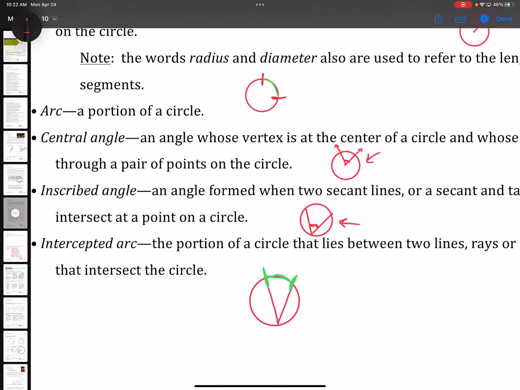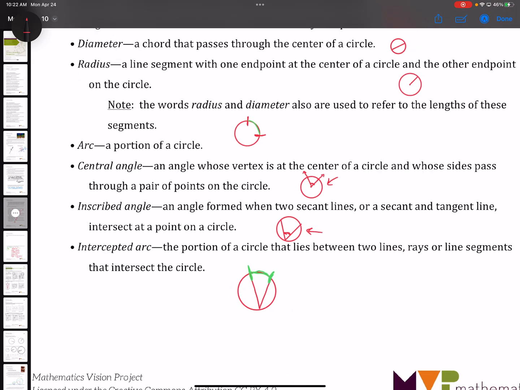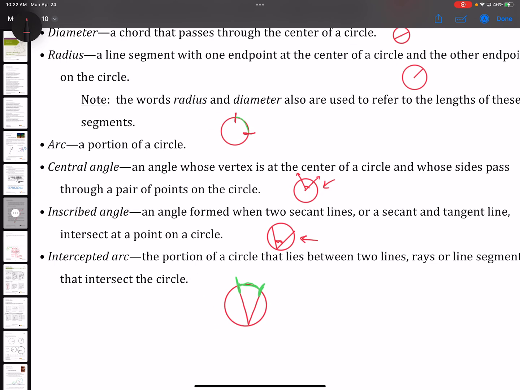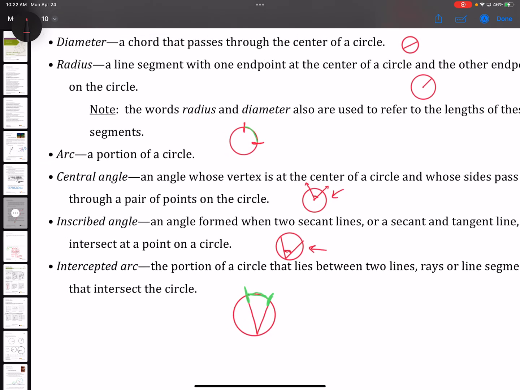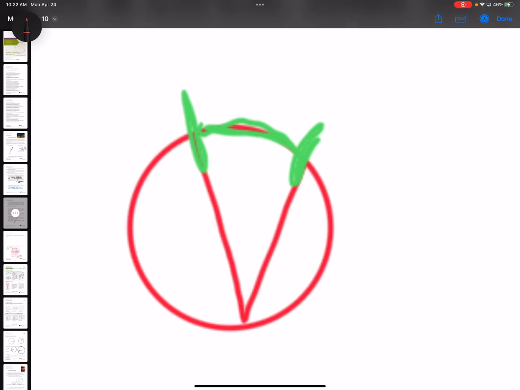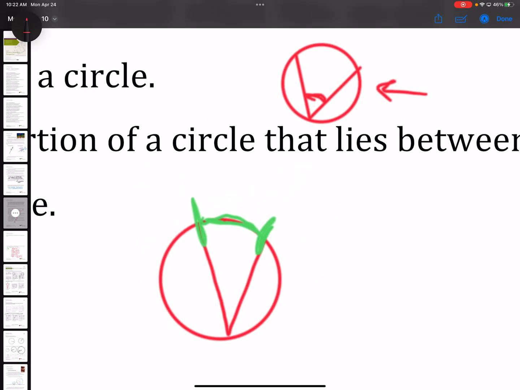The intercepted arc now. Intercepted arc, the portion of a circle that lies between two lines, rays, or line segments that intersect the circle. Yeah, so think about when we have two segments that are kind of hitting the circumference, that right there is the intercepted arc. It's just where they hit, and it's the space between them on the circumference.